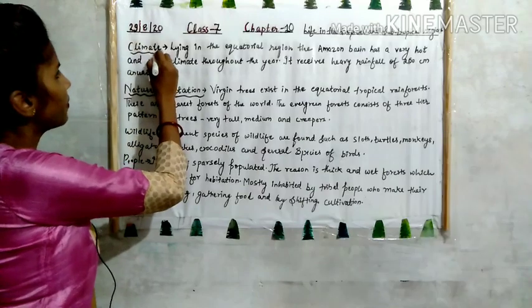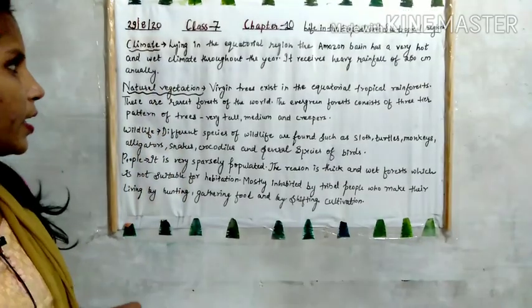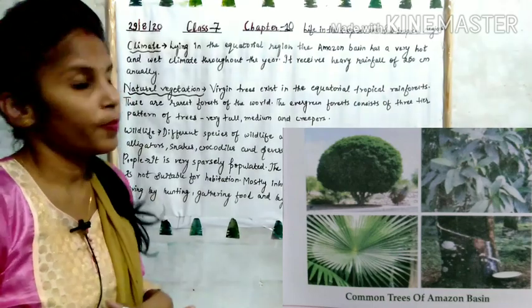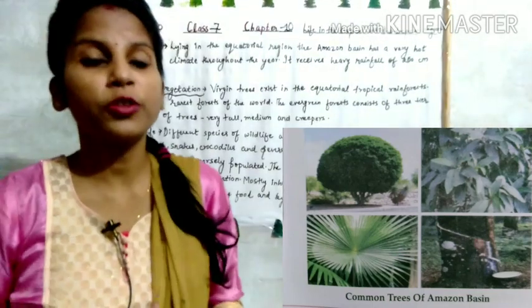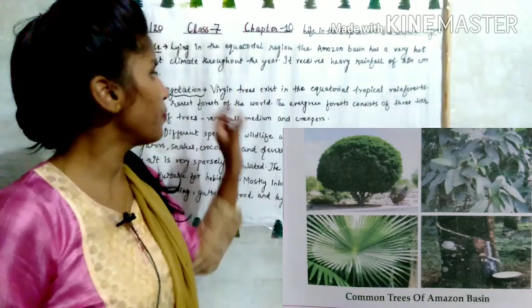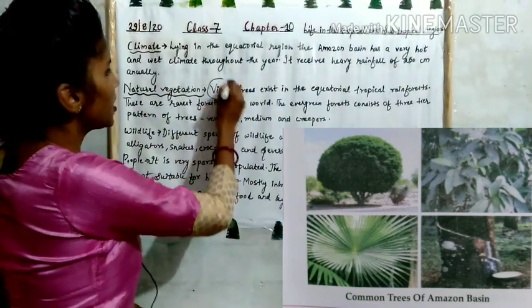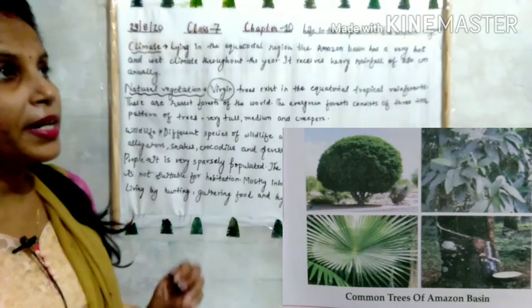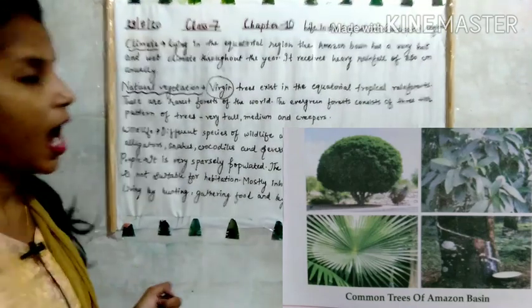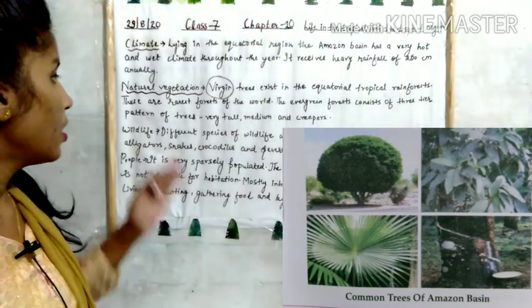The plant life, जिसे कि हम flora कहते हैं. Virgin trees exist in the equatorial tropical forest. There is heavy rainfall throughout the year, so forests are evergreen, and a special type of trees called virgin is found out, which is the rarest tree in the world. ये बहुत कम ही जगह पाया जाता है, and it is found in the Amazon region.